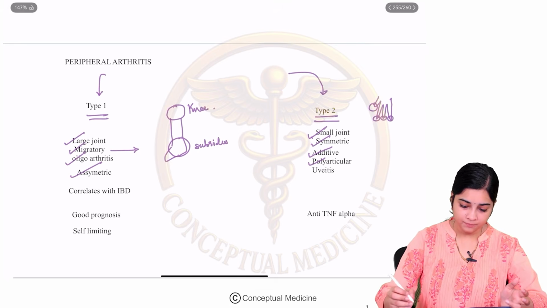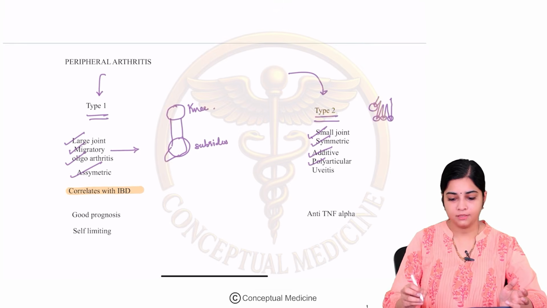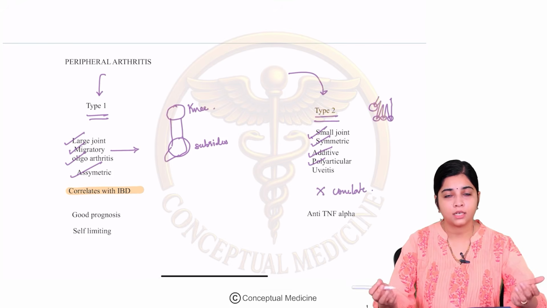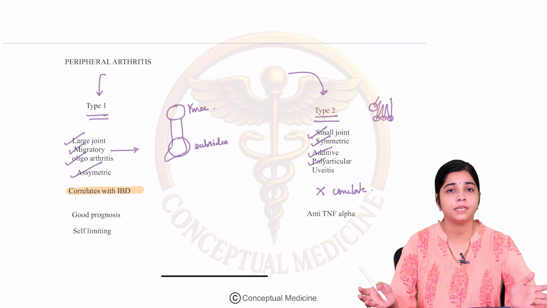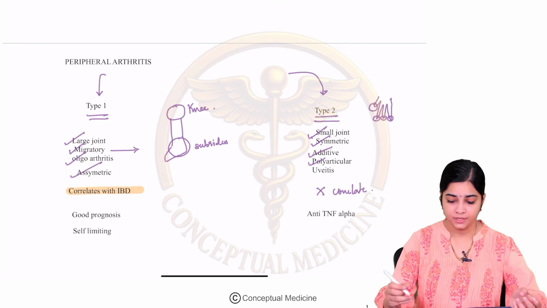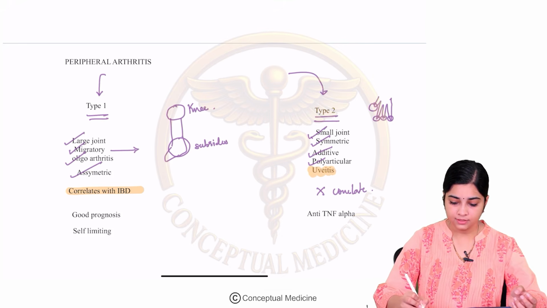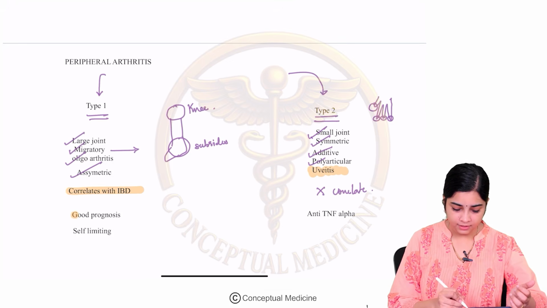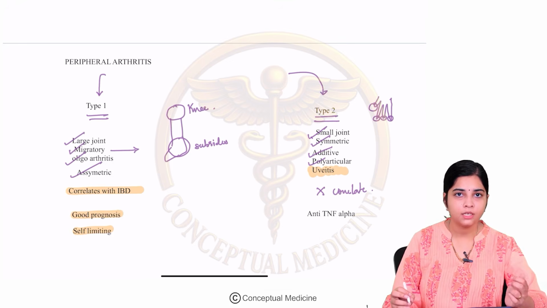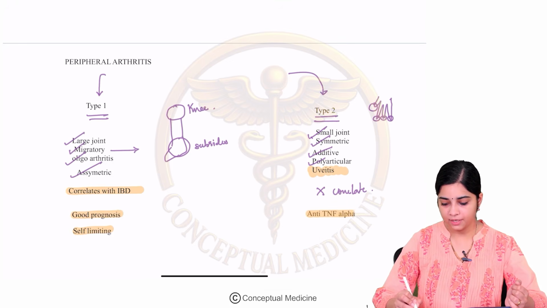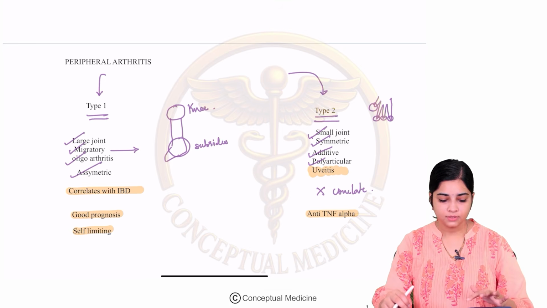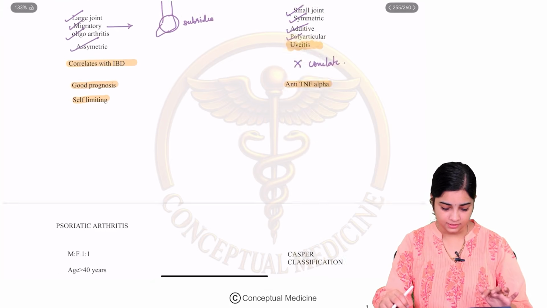Okay. So type 1 correlates with IBD activity, but type 2 does not correlate. So type 2 arthritis can occur independent of the bowel activity. That means that the patient may be in remission in terms of his Crohn's disease or ulcerative colitis, but he may still be having joint flares. And an additional feature that you find in type 2 is its association with uveitis, which is not found in your type 1 arthritis. Type 1 arthritis has good prognosis and is self-limiting, whereas type 2 arthritis requires treatment and you require TNF-alpha agents for its management. Okay, so this is about your type 1 and type 2 IBD-associated arthritis.